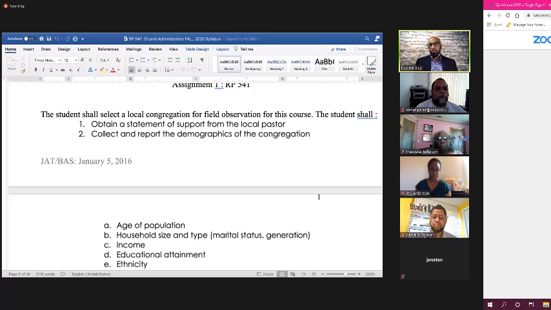So you see multi-generational households in those types of communities. So ask yourself the question: what is the household size and type? What is the general income of those people who are in the church? Does it tend to be a blue collar church or a white collar church? And how much do people earn?